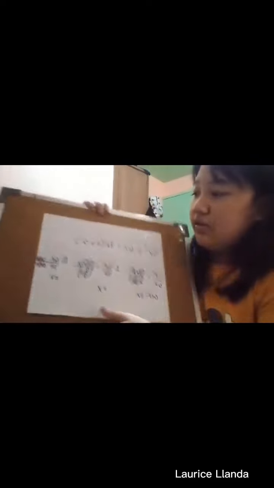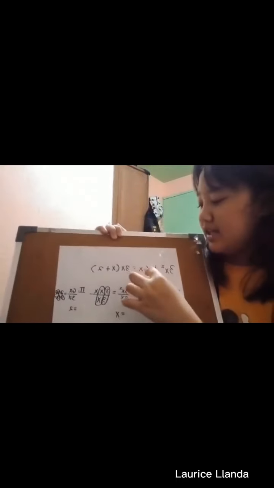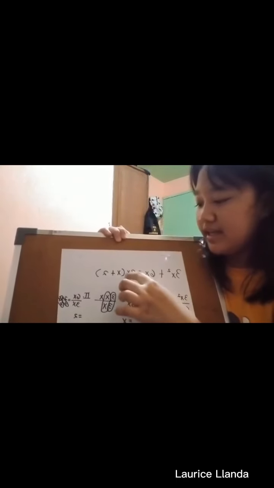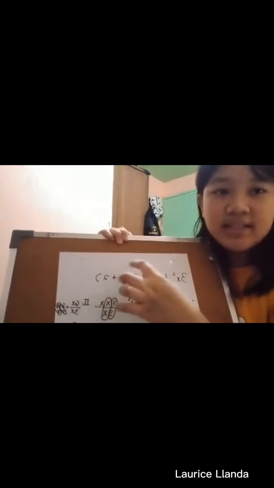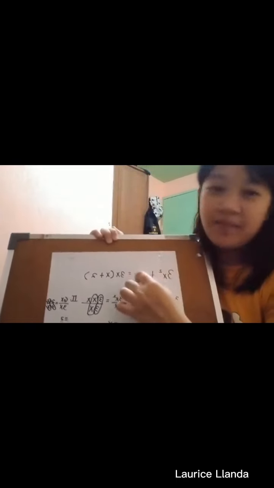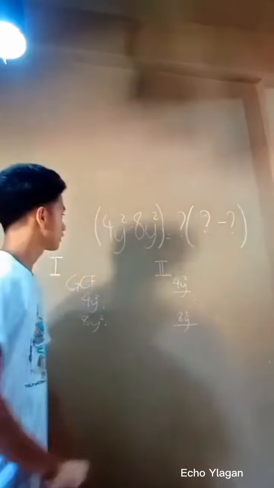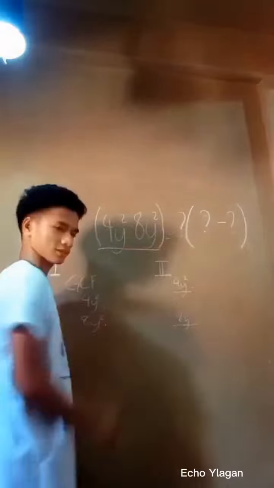Now we prove it here. 3x times x is equal to 3x squared, which is this. Then, 3x times 2 is equal to 6x, which is correct.